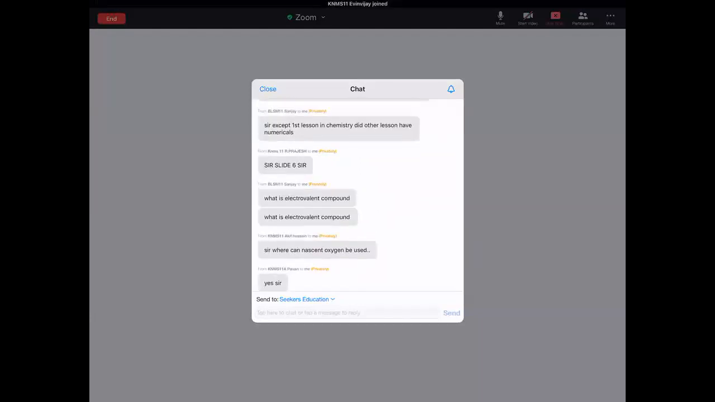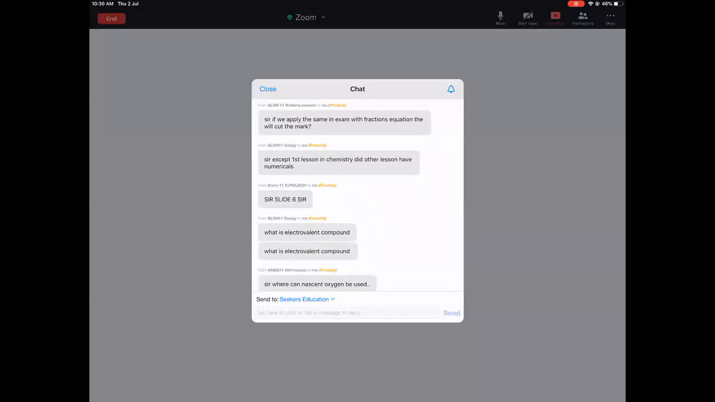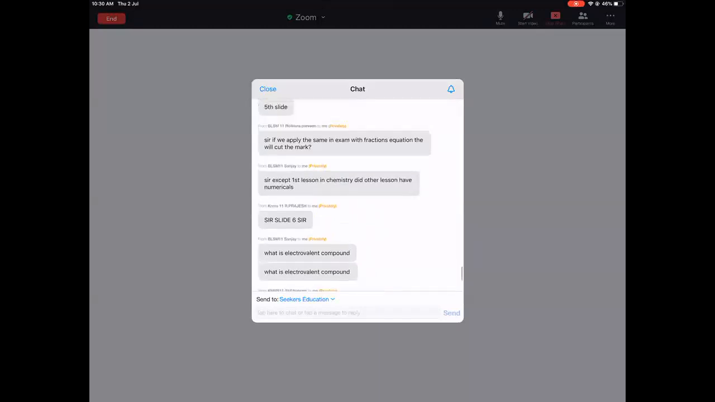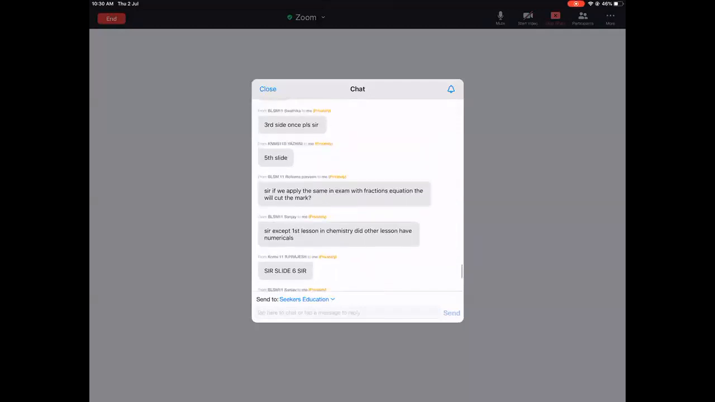Electrovalent compound is a compound formed by the attraction of a positive ion and a negative ion. Every lesson in chemistry has numericals. If we apply the same in exams with fraction equation, marks will be cut. Absolutely, it will be cut.